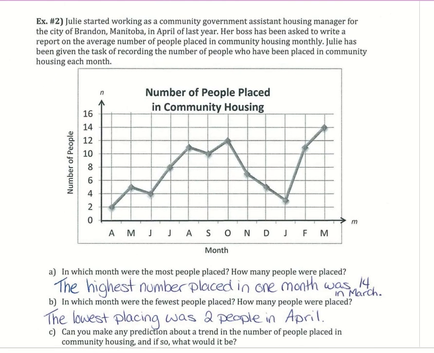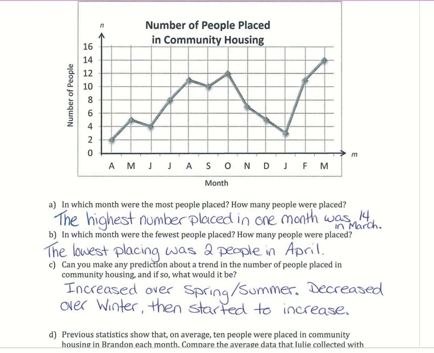Graph number 2, again, it's already done for us. You can see here it has a title, it has its axes labeled, right? Both the X, which I'm pointing to right now, and the Y. Remember that's the Y, that's the X. This is the horizontal. Oops, sorry, my bad. This is the vertical. Caught myself. And this is the horizontal. Okay, so it says in which month were the most people being placed, and how many were placed.